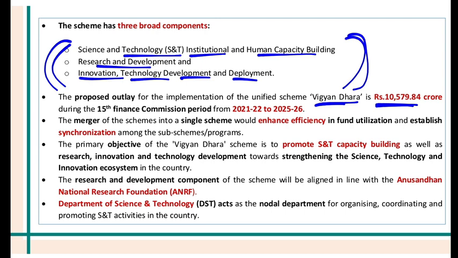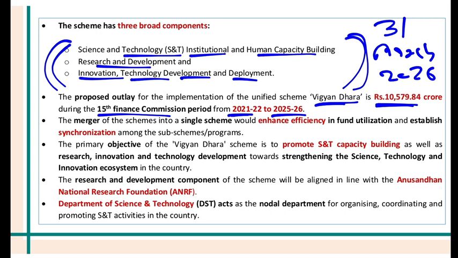10,579.84 crore. And this scheme will run during the 15th Finance Commission period, that is, this scheme will end on 31st March 2026. So why are the schemes merged? Because with one single scheme, it is much easier to implement. So it will enhance the efficiency in fund utilization and establish synchronization among different sub-schemes or programs.